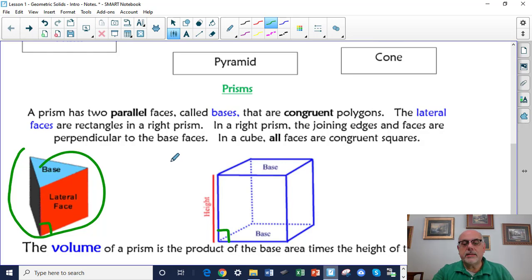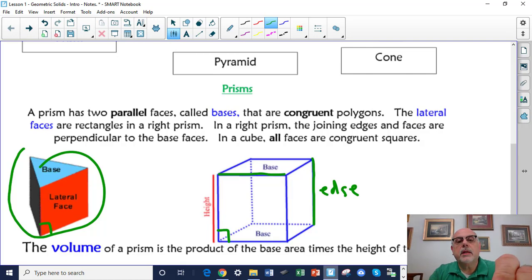Now we talk about this thing called edges. You have an edge when two surfaces are meeting each other. So this edge is the back and the side, all right? You have an edge here, right? You have a lot of edges. This is the front and the top meeting at an edge, okay?